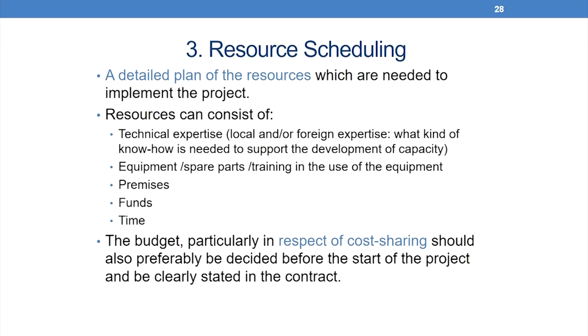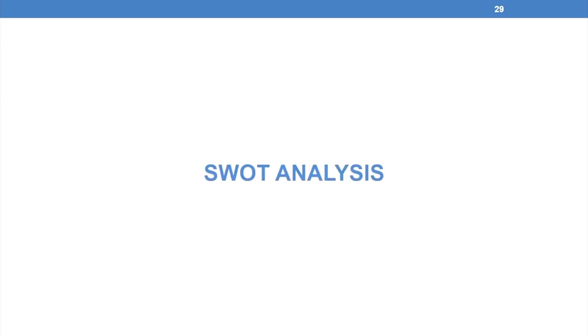Resource scheduling is a detailed plan of the resources which are needed to implement the project. Resources can consist of technical expertise, equipment, premises, funds and time, and the budget, particularly in respect of cost sharing, should also preferably be decided before the start of the project and be clearly stated in the contract. So, this is just a beginning to the logical framework approach. This lesson tried to initiate the student of development research into how to enter the field of logical framework approach and analysis, and how we can come up with a problem tree and solution tree with regard to the development question that we are studying.